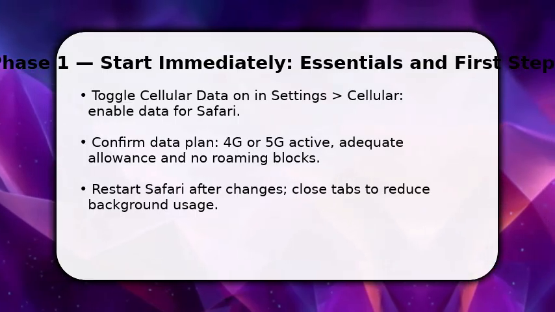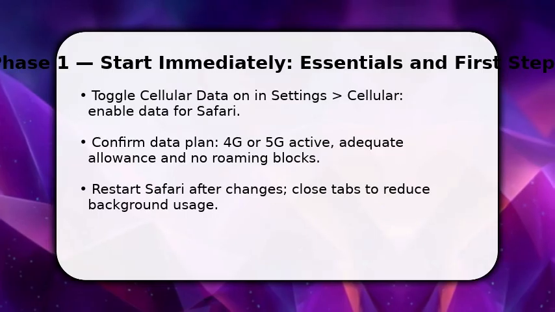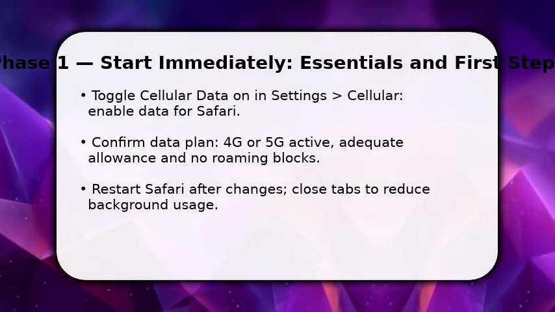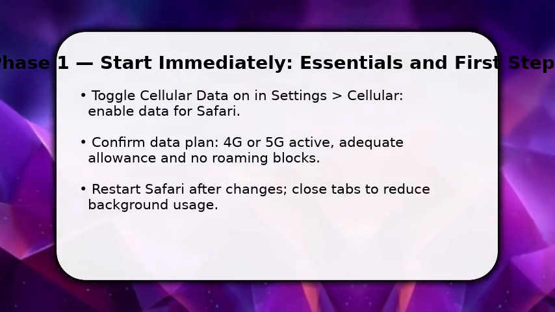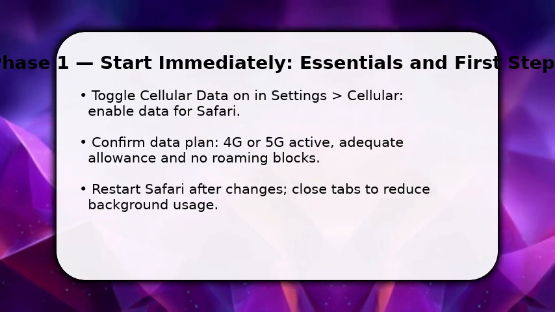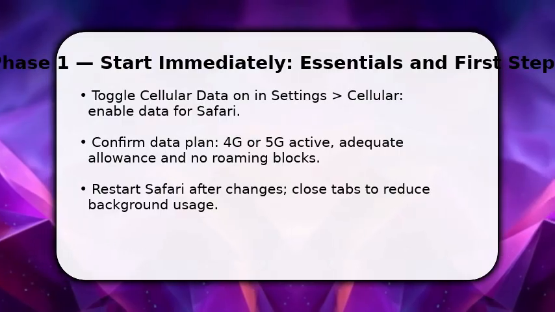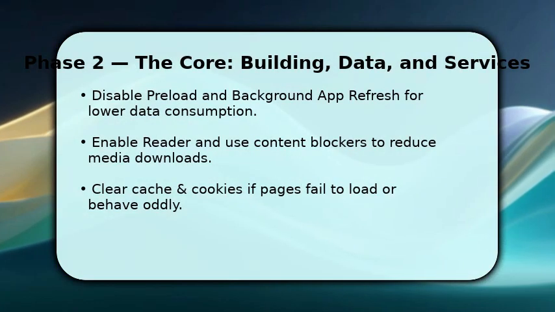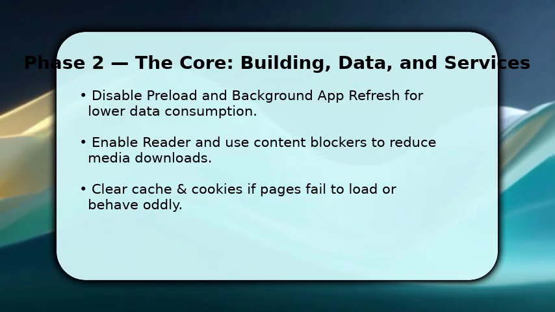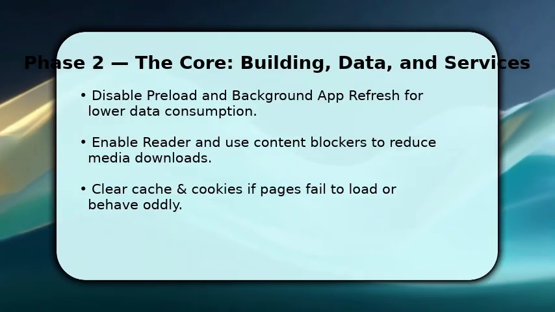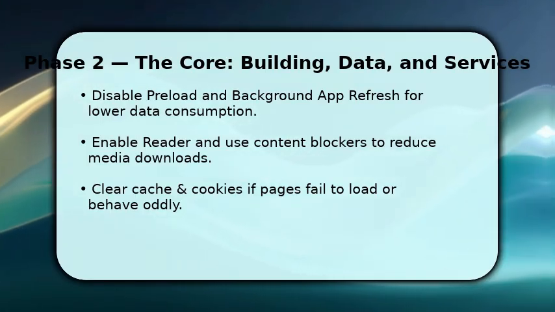This first action avoids wasted time chasing settings that look fine but block data access, and it prepares your browser to request pages over the cellular network immediately. Next, optimize how Safari uses your mobile data so pages load faster and costs stay down. Turn off background app refresh and page preload. These features can fetch content without your knowledge.